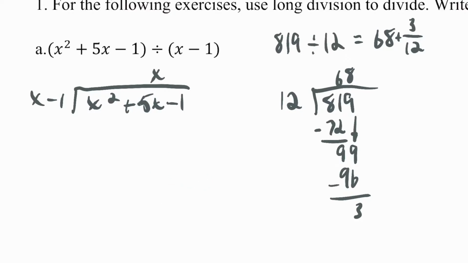All right, so now I'm going to multiply x times x minus 1 and put the result below those two terms, kind of like the way the 72 came about. So x times x is x squared, of course, minus x.